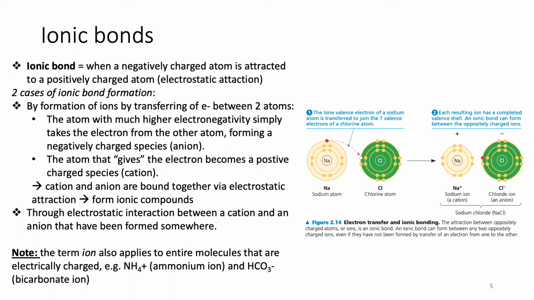The term ion also applies to the entire molecule that is electrically charged. For example, in the salt ammonium chloride, the anion is a single chloride ion, but the cation is the ammonium ion, which is positively charged. The whole ammonium ion has an electrical charge of 1 plus because it is 1 electron short.